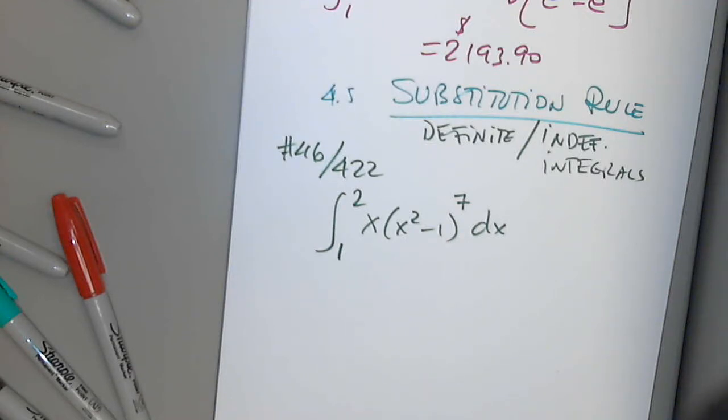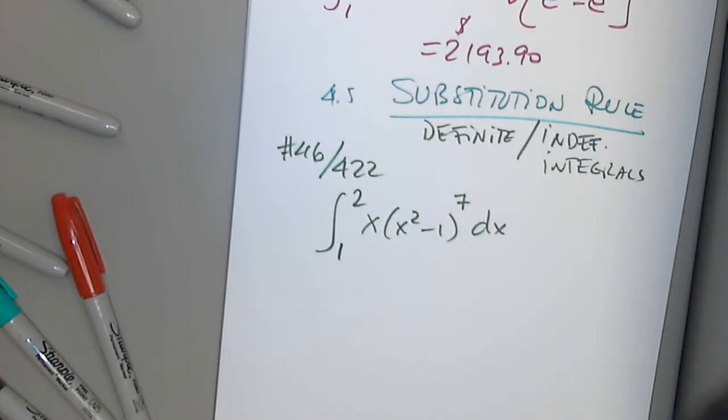Because when you take it to the 7th power, you will get 8 terms. And then you have to distribute by 8 terms, because if I have power 2, I get 3 terms. If I have power 3, I get 4 terms, one more than the power. So I have to find 8 terms and then distribute x and then find the antiderivative and then plug in 2 and subtract when I plug in 1. No. Which piece of this bothers you?